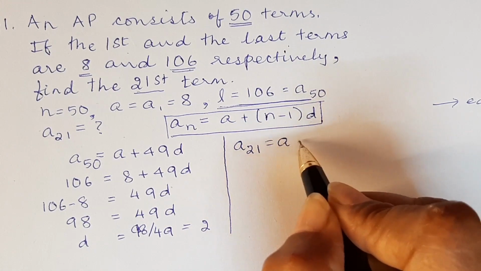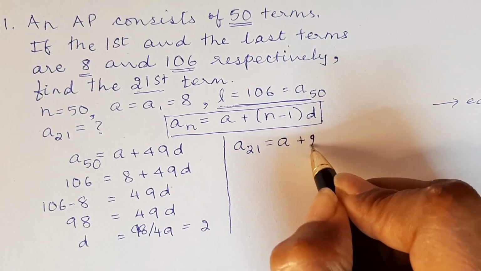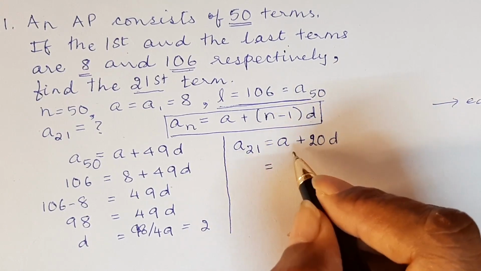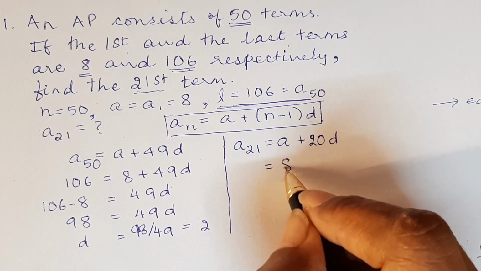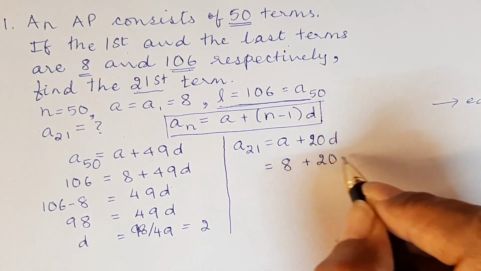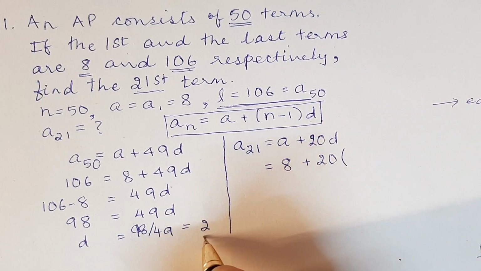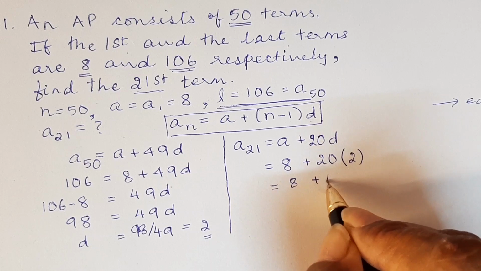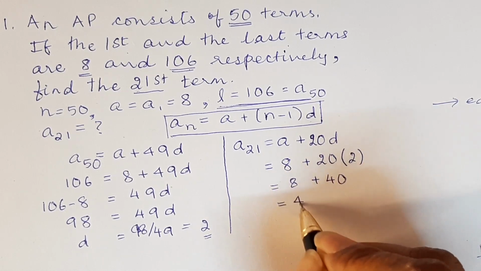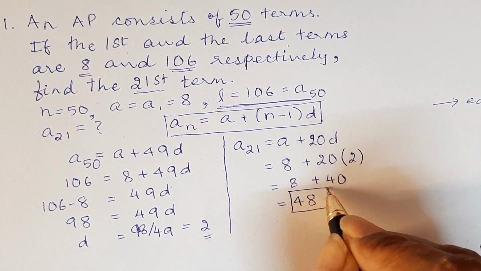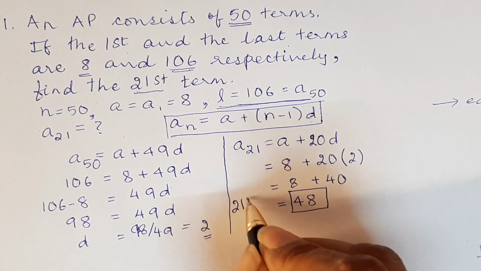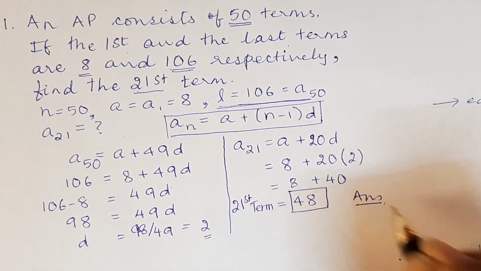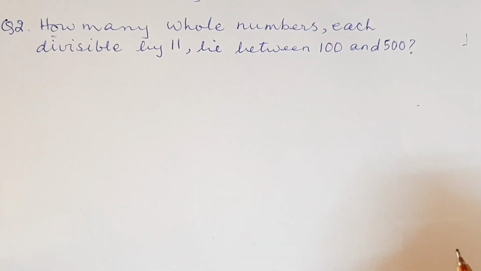it will become A plus 21 minus 1, that is 20D. And so we know the value of A, which is 8, plus 20 into bracket D is how much? 2. And so we have 8 plus 40, which is equal to 48, and that is our 21st term. And that is our answer. Come to question number 2.